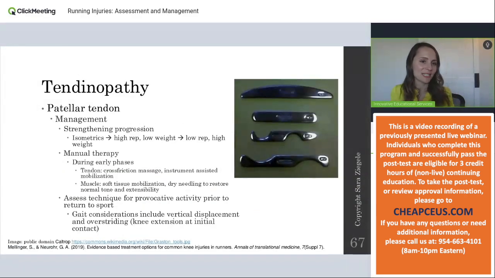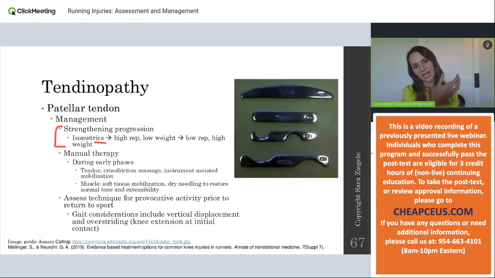So to manage patellar tendinopathy, there are multiple different strategies on this list, but strengthening is really going to be the hallmark as well. Starting with those isometrics in the calm it down phase. So when we're in that early one where we're trying to curb our symptoms, isometrics is really where we're going to begin.